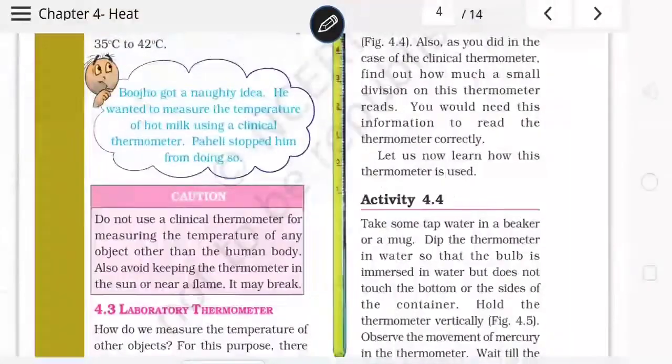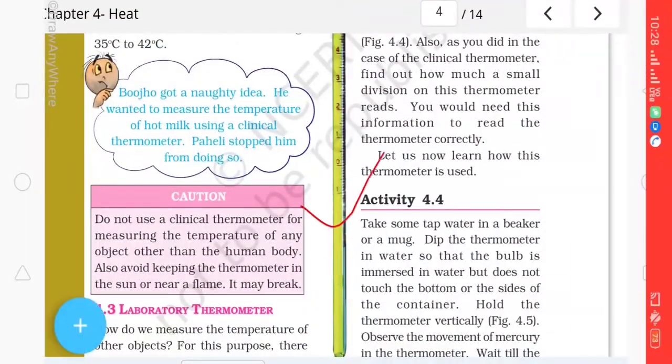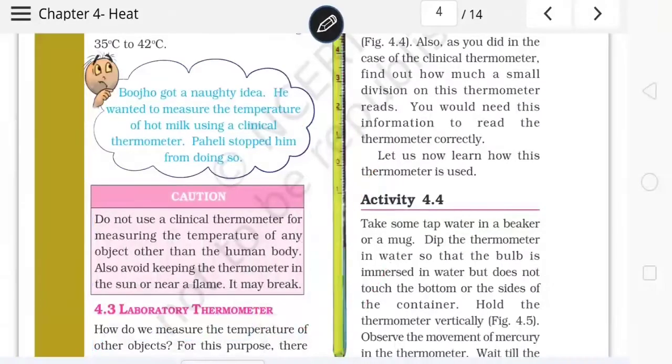You can see this is the image of a laboratory thermometer. Just like the clinical thermometer, you will see the scaling here, which is ranging from minus 10 degrees Celsius to 110 degrees Celsius. And also you will find mercury, just like you found mercury in the clinical thermometer.